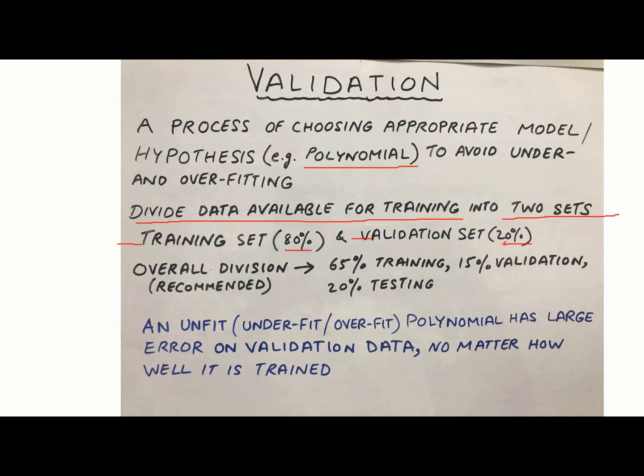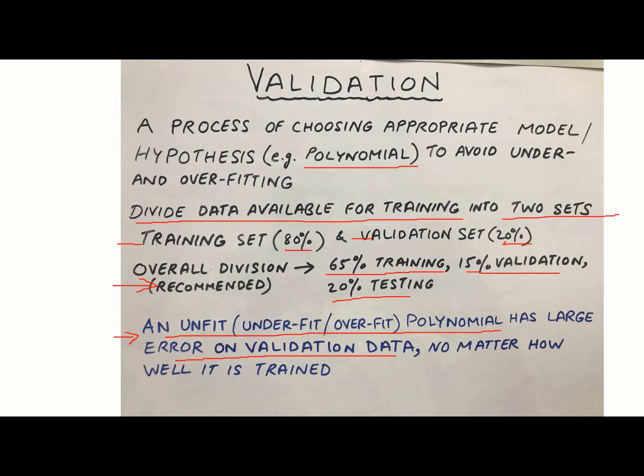And taking into account the portion of data for the purpose of testing, the overall recommended breakdown of your data would be that 65% of data will be used for training, 15% for validation, and 20% for testing. And the application of the validation process is that an unfit polynomial will manifest large error on validation data, no matter how well it is trained.